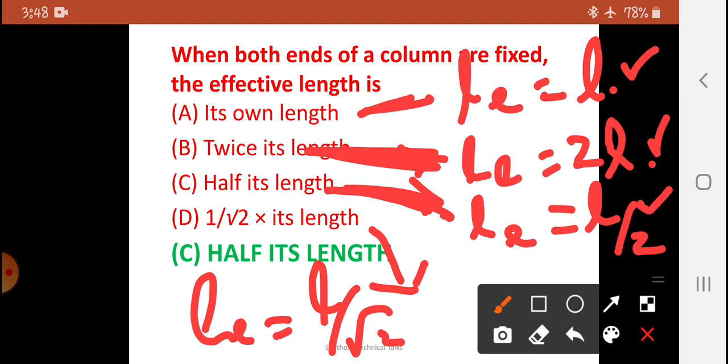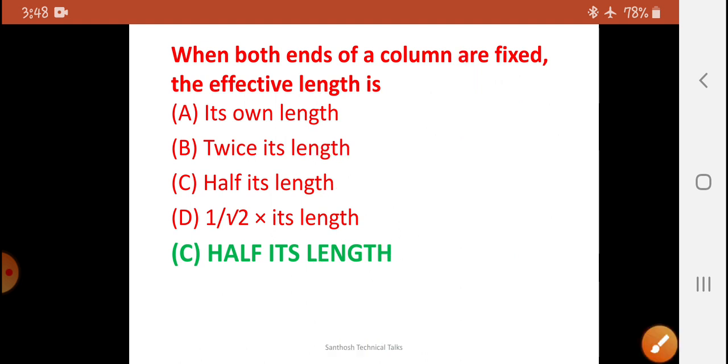It can handle more crippling load, whereas when one end is fixed and the other end is free, it will take a very minimal amount of crippling load. So this is the theory behind this relation.